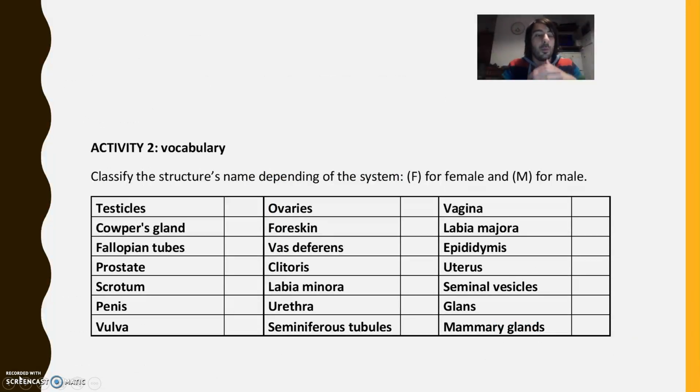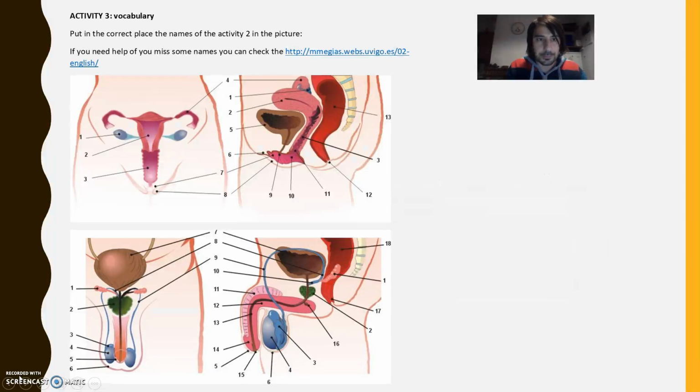The second activity is a vocabulary activity. There is a list with all the parts of the male and female reproductive system, but they are mixed, and the students have to choose which ones belong to the male and which ones belong to the female. They have to put an F for female and an M for male. And that's an easy one to start with that vocabulary.